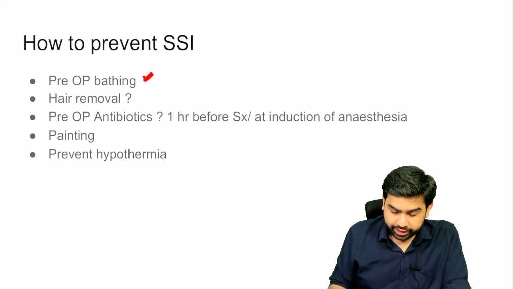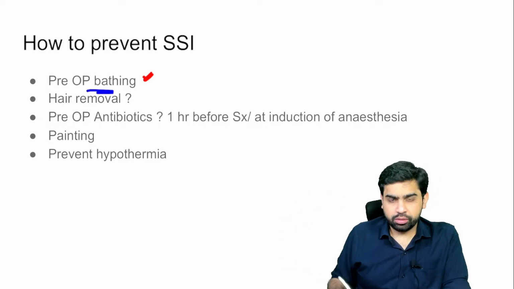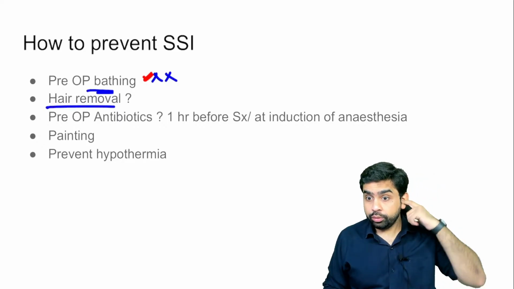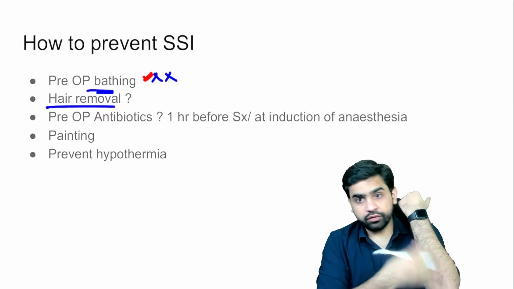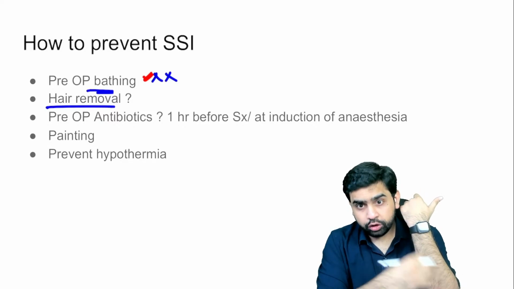Obviously you can ask the patients that, you know what, one day before or in the morning of the surgery, take a bath. That's not that important, that's fine. Hair removal. So can you please tell me how do you remove the hairs of a patient? Assume that somebody wants to operate on my hand. Okay, so there are a few hairs over here. How do we remove it? Do you shave it or do you do something else?